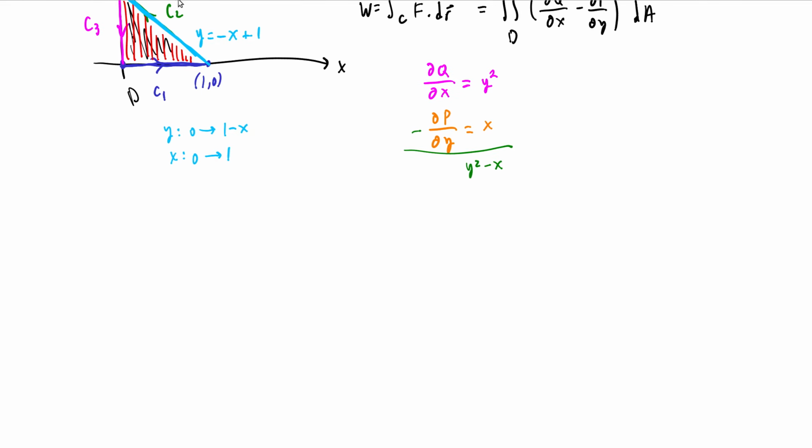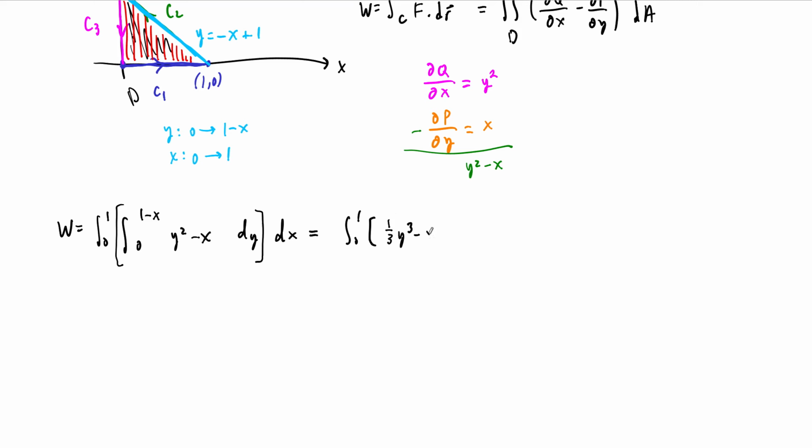So let's do it. By Green's theorem, the work done by this vector field is the integral from 0 to 1 of the integral from 0 to 1 minus x of our integrand, y squared minus x, dy, then dx. This is an iterated integral, so we'll do the inside first. We're left with the outer integral still from 0 to 1. We integrate with respect to y here. So I'll put brackets still. The integral of y squared is 1/3 y cubed minus xy. And y is varying from 0 to 1 minus x. All right, we have to plug in these boundaries.